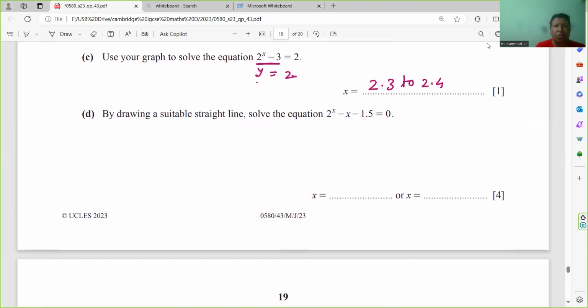Part D: by drawing a suitable straight line, solve the equation 2 to the power x minus 1.5. When you do these things, we will be very careful.